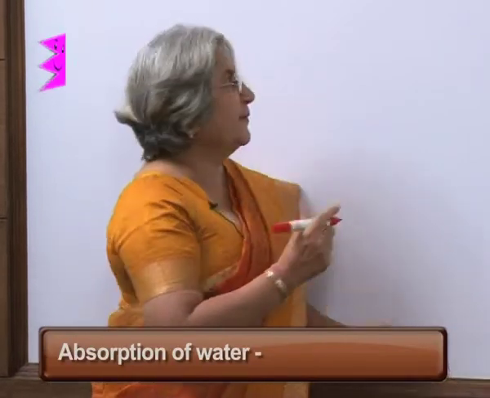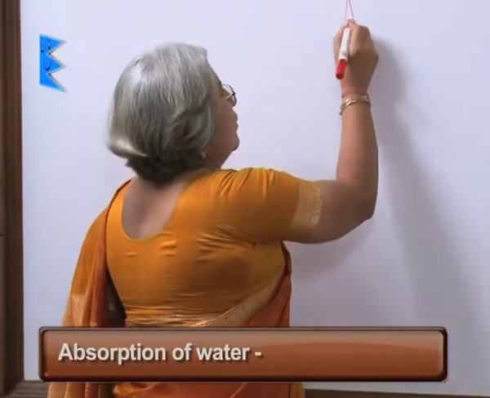Now, from where do plants get water? Very simple, from soil. So, transportation will come later. First, water has to be absorbed. So, the first part of the mechanism of transportation of water is absorption of water. How is water absorbed?